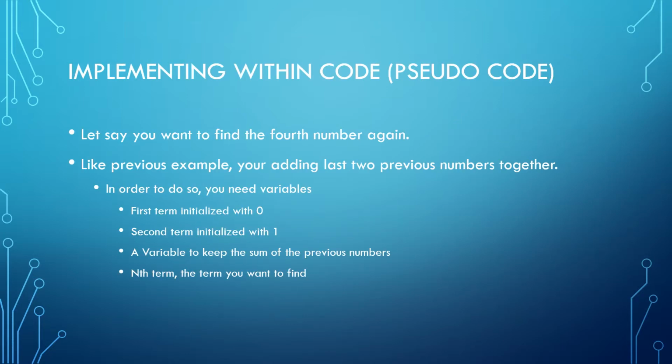Implementing within code. Let's say you want to find the fourth number again. Like previous examples, you're adding the last two previous numbers together. In order to do so, you need variables. First term initialized with 0, second term initialized with 1, a variable to keep the sum of previous numbers, and nth term, the term you want to find.